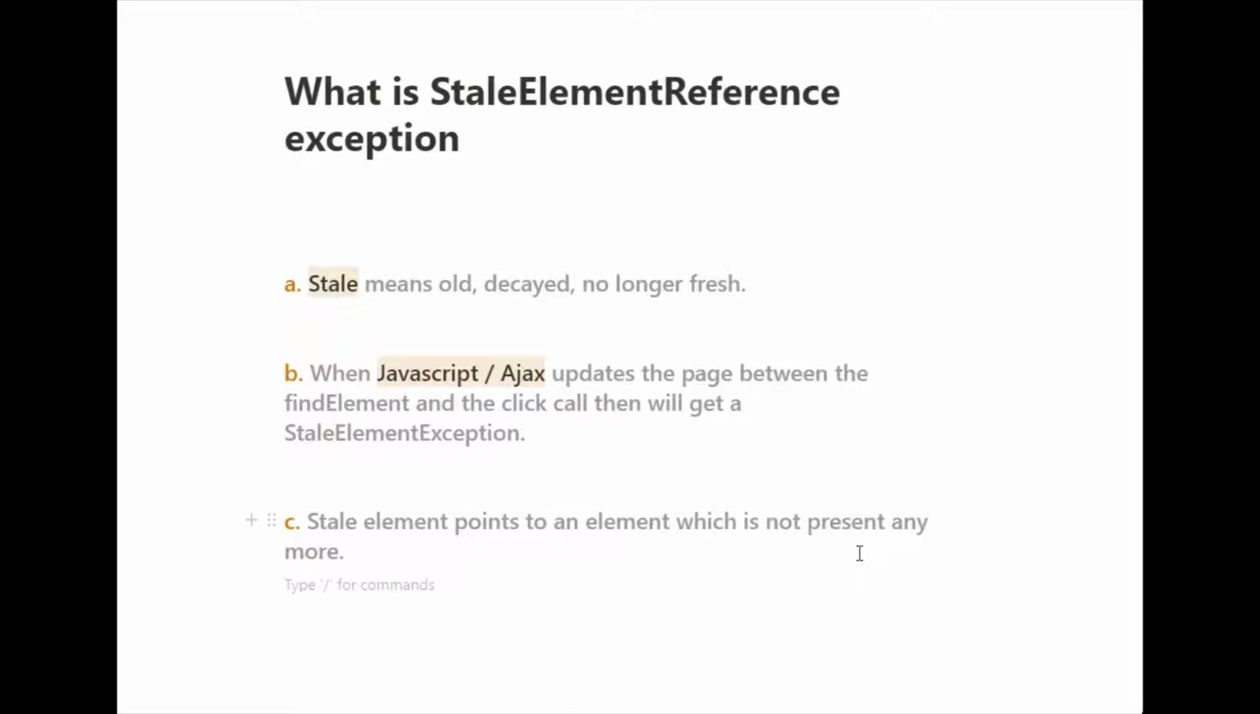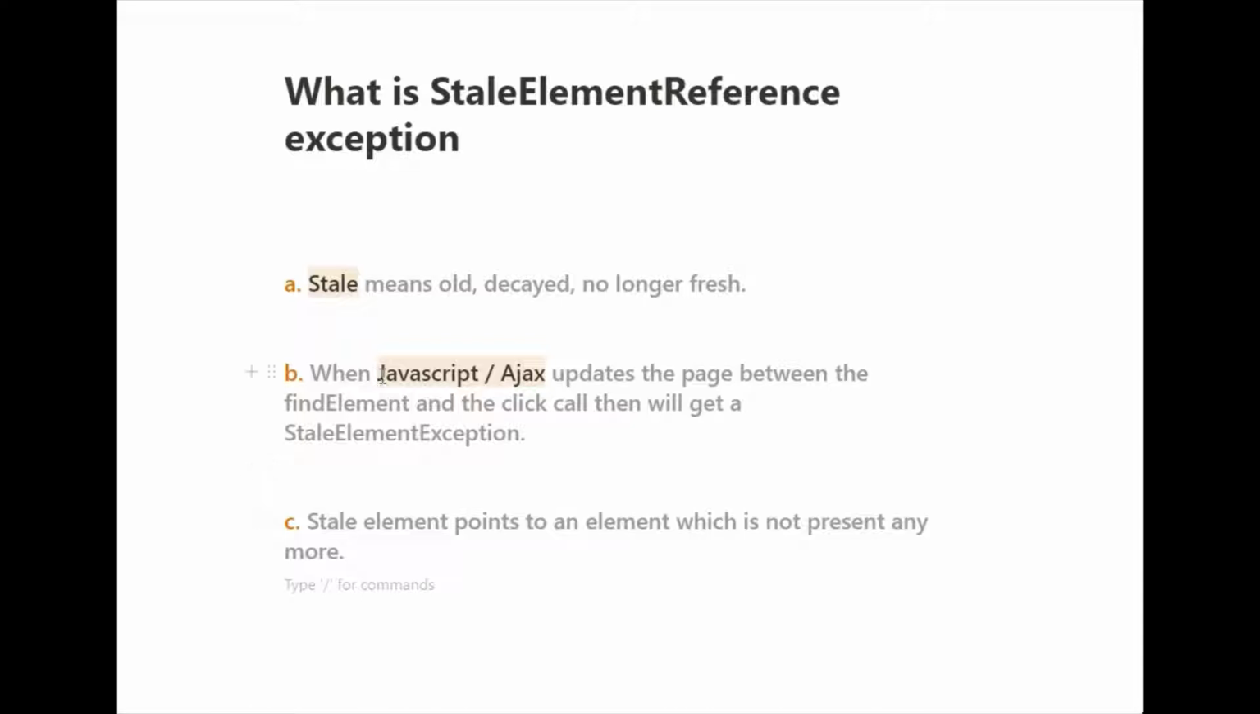So what is stale element reference exception? The stale keyword means old, decayed, and no longer fresh. Now when JavaScript Ajax updates the page between the find element and the click call, then you will get stale element reference exception. Let me reiterate it and explain a bit more.